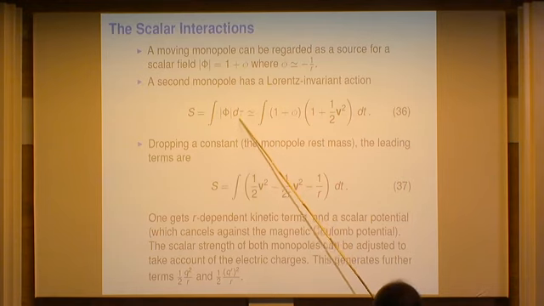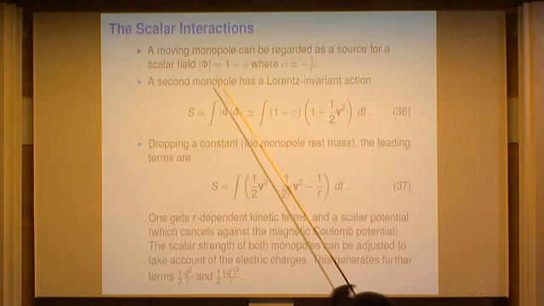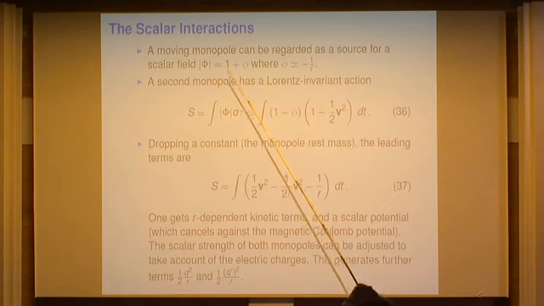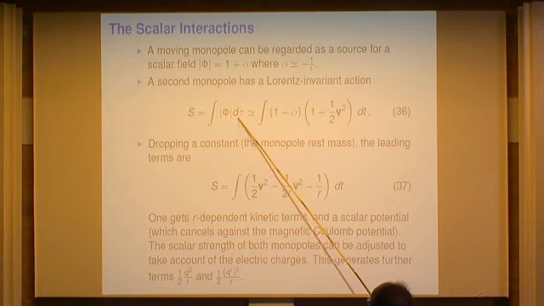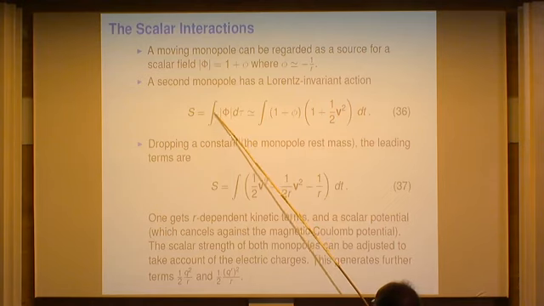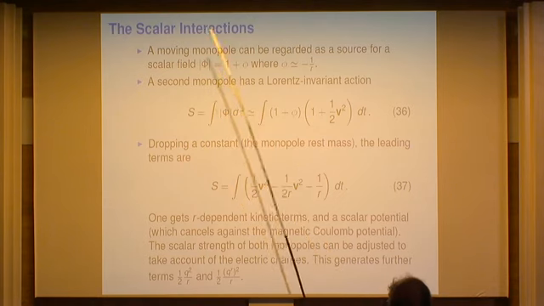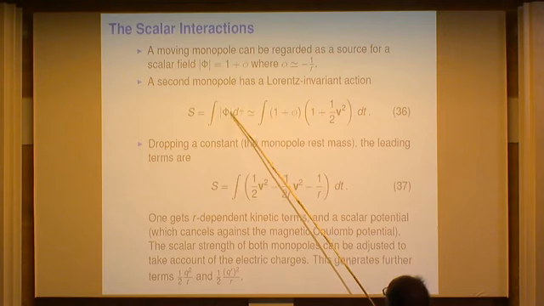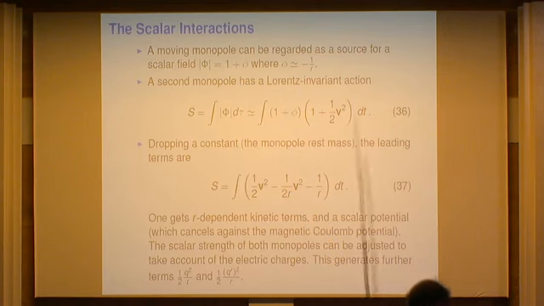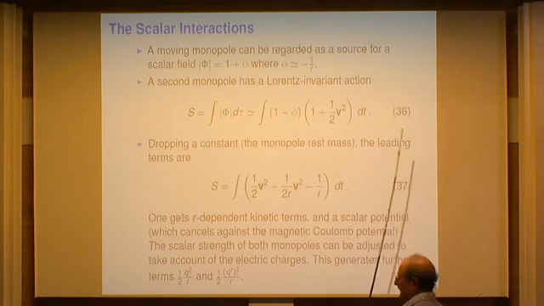So d tau is the interval along the world line, and this modifies the scalar field. This actually is multiplied by the constant rest mass, but in my units that's 1. So this is the integral for how a monopole interacts with a background scalar field.